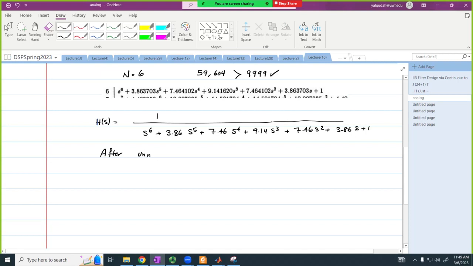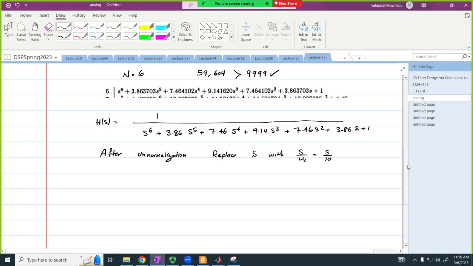After unnormalization. And to unnormalize, we replace s with s over omega c. And in this case, omega c is equal to 10 to the power 6, so we're going to replace it with s over 10 to the power 6.